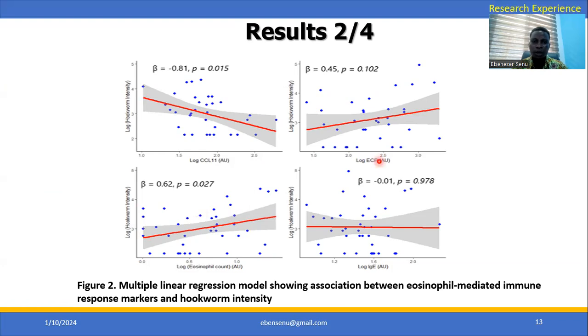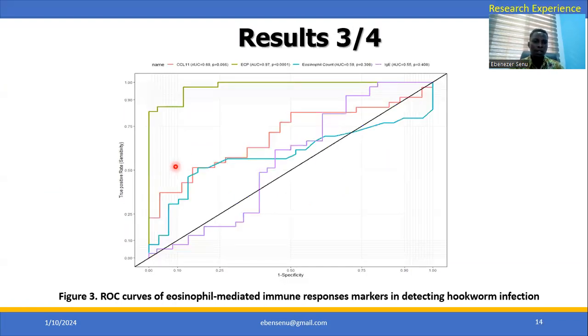Although ECP correlated positively with hookworm infection intensity and IgE correlated negatively with hookworm infection intensity, they were not significantly associated with it, showing that CCL11 and eosinophil can better predict the intensity of the hookworm infection. I further did the ROC diagnosis test to see how these markers perform in detecting hookworm infection. I found that ECP was the best performing biomarker with a very high area under the curve of 97.0%.